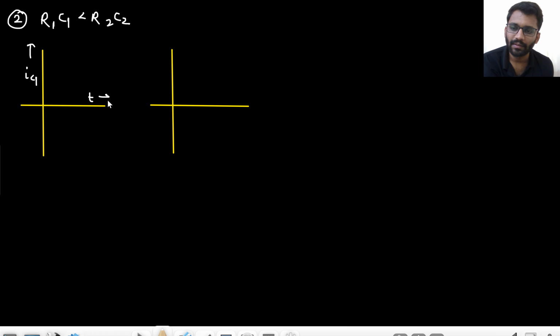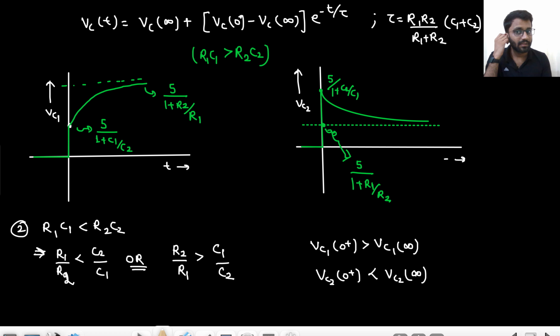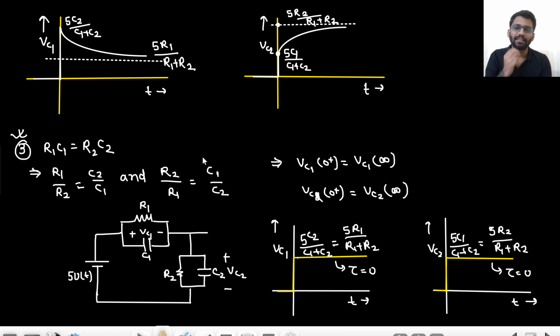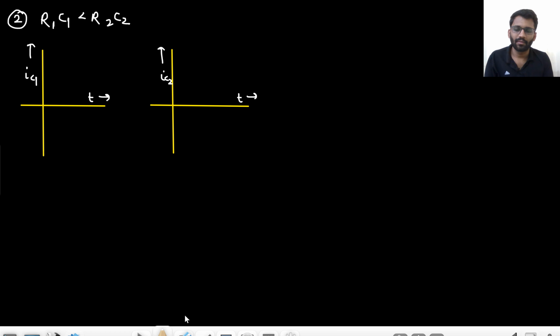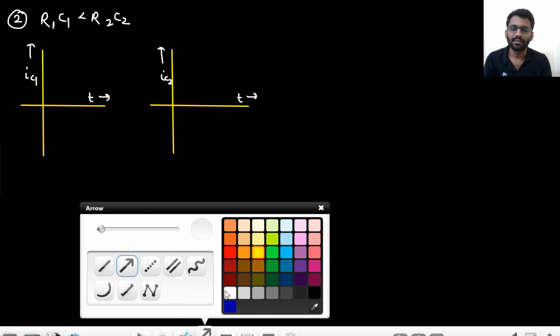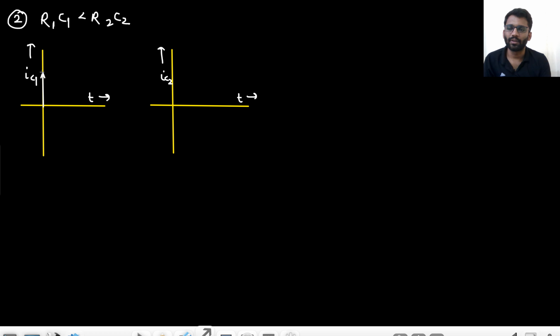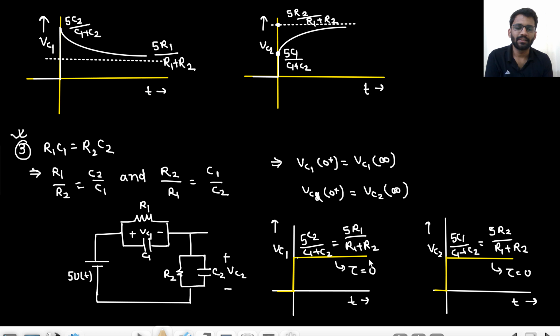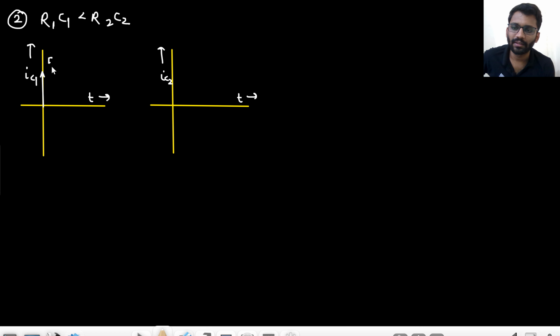IC1 T, IC2 T. Okay, so let's talk about IC1. For the second case, first it rises, so an impulse will be there. What will be the amount of impulse? C1 into the voltage change, right? The amount of impulse will be C1 into voltage change. What is the voltage change? That is 5C2 upon C1 plus C2. So the impulse will be 5C1C2 upon C1 plus C2.